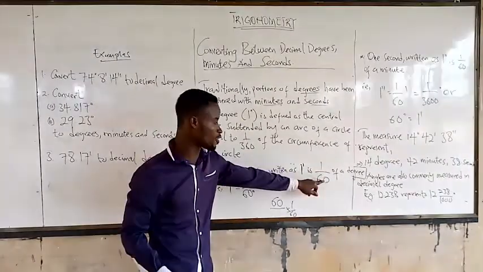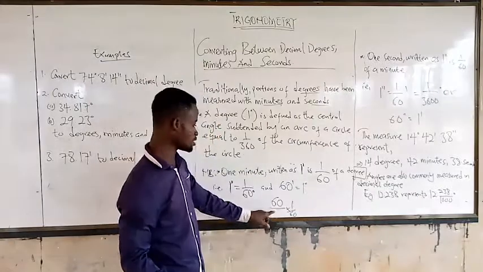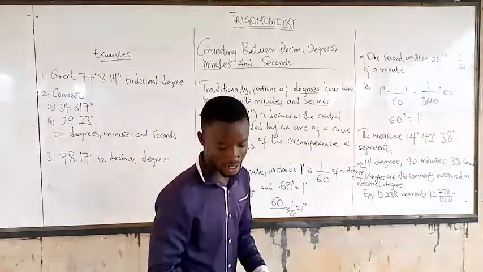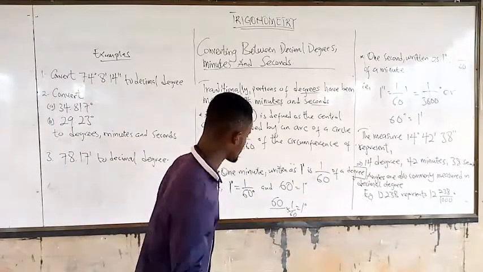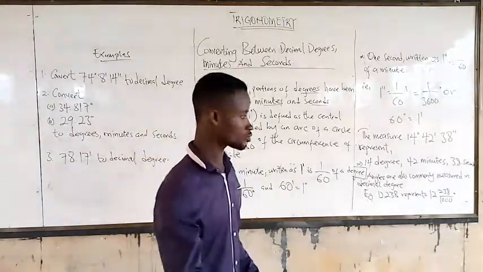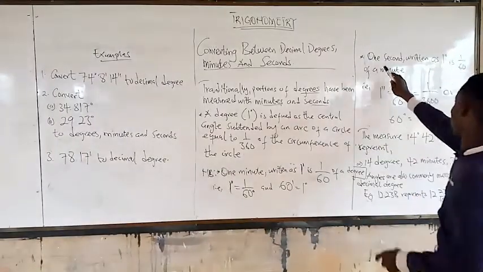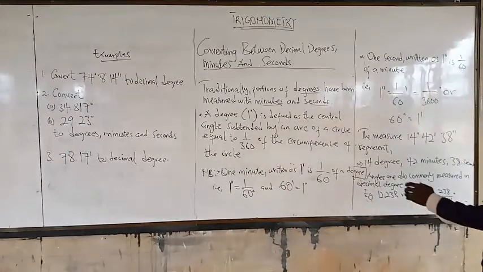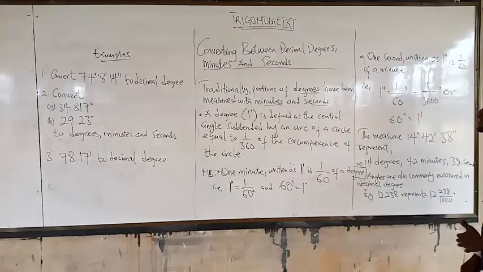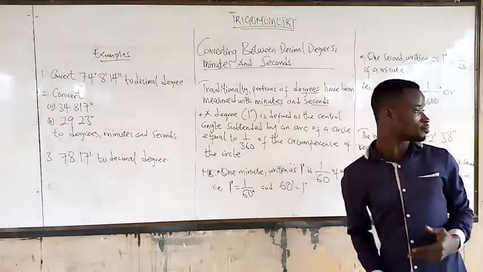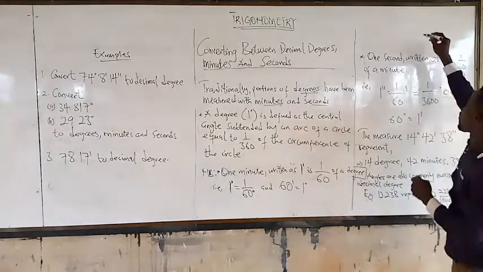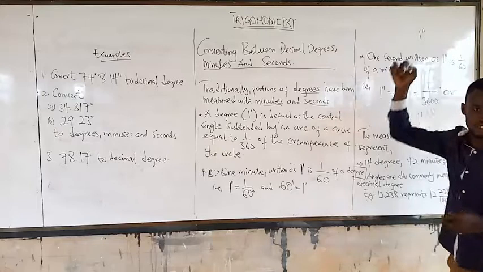What I'm saying is that converting 1 minute to a degree, you multiply by 1 over 60. Alright. 1 second, written as. So here, we have moved from minutes, and now we are coming to seconds. So 1 second, written as 1 slash.